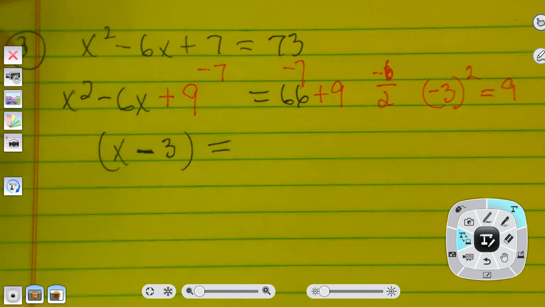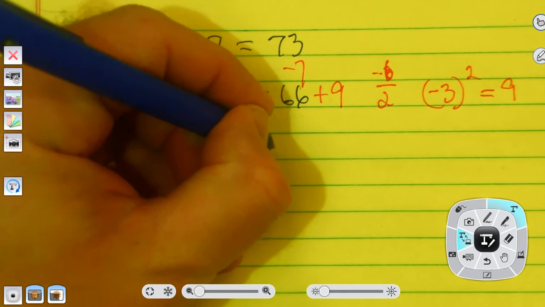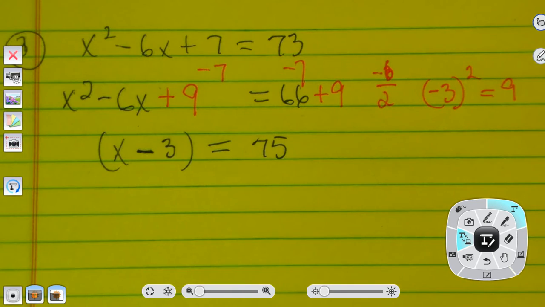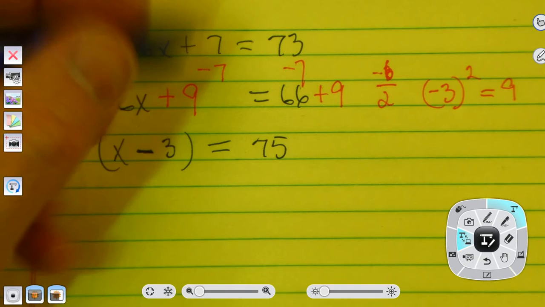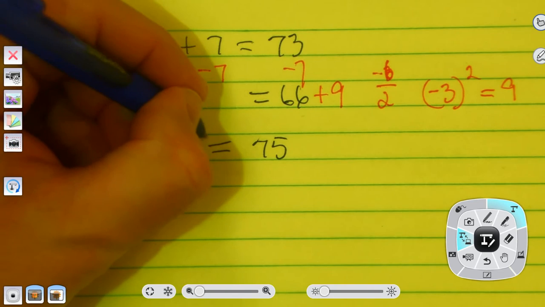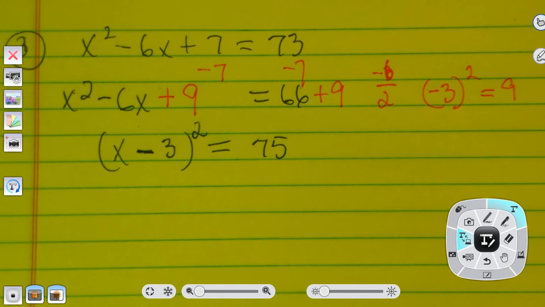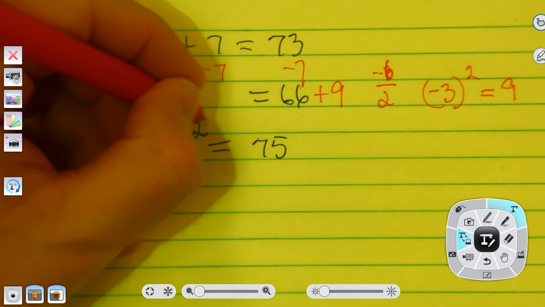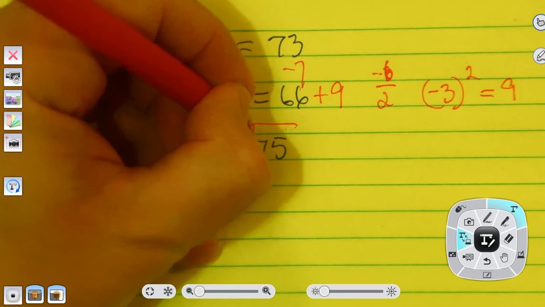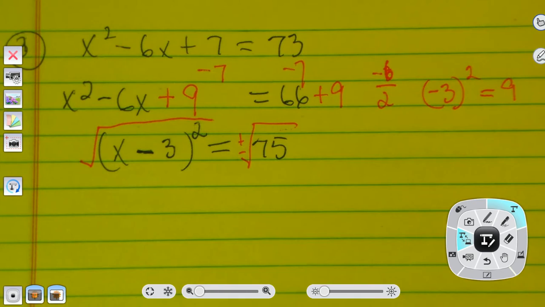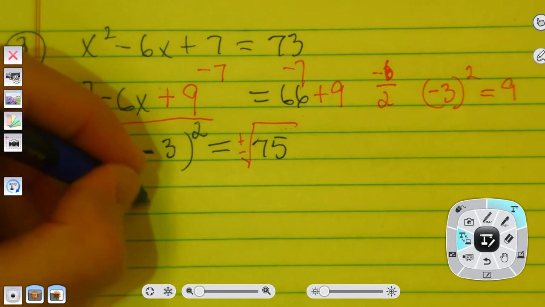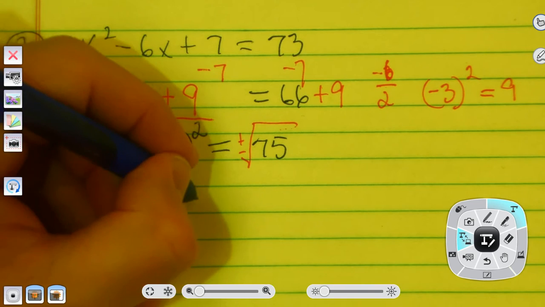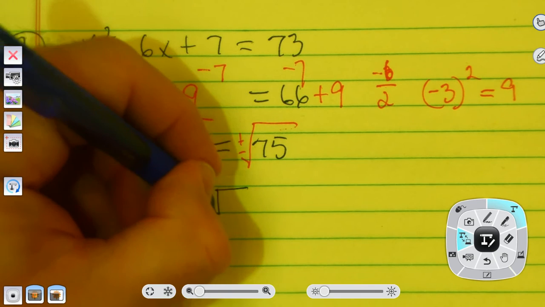And 66 plus 9, 75. And when I factor that, remember it's x minus 3 squared equals 75. So this step, I take the square root of both sides. And when I do so, I've got a positive and negative result. So my solution is x minus 3 equals plus or minus square root of 75.